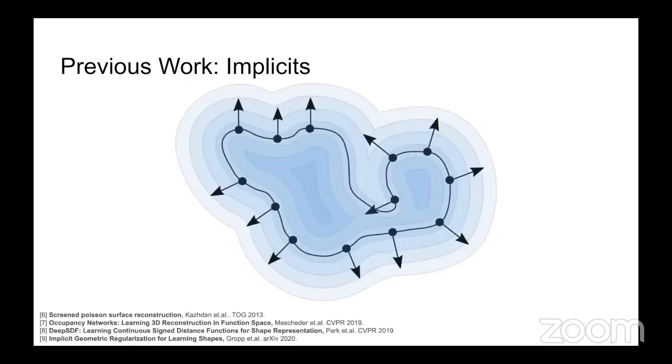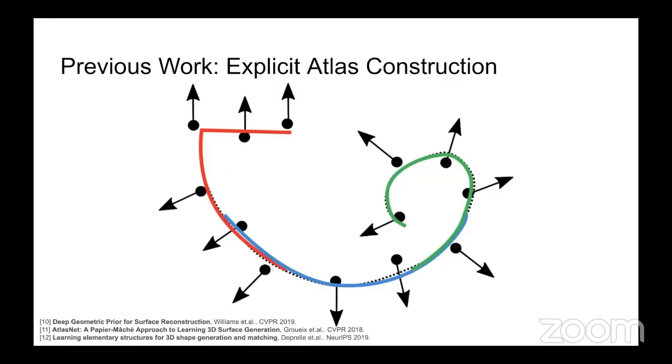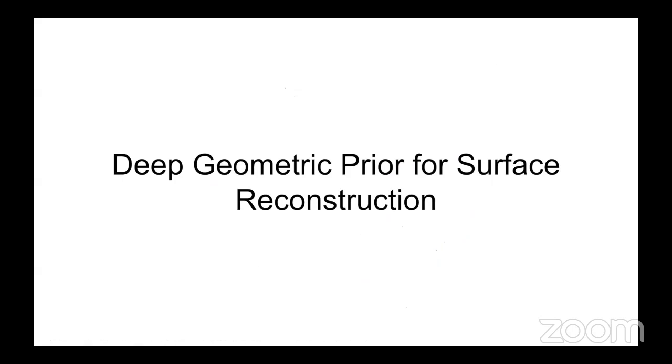Neural implicit methods have used a neural network to represent a scalar function in 3D space whose zero-level set corresponds to a surface. And atlas techniques have used neural networks as parametric charts mapping points in the plane to points in 3D. Here, the colored lines represent different parametric patches. In this talk, we'll focus on two methods in the latter two categories. Deep geometric prior for surface reconstruction is an atlas method. It was one of the first techniques to show that the inductive bias of neural networks leads to the surface reconstruction problem.